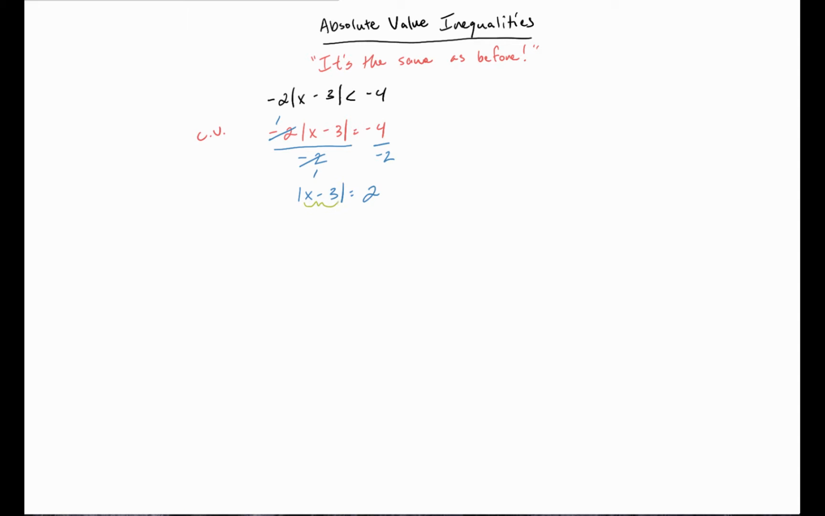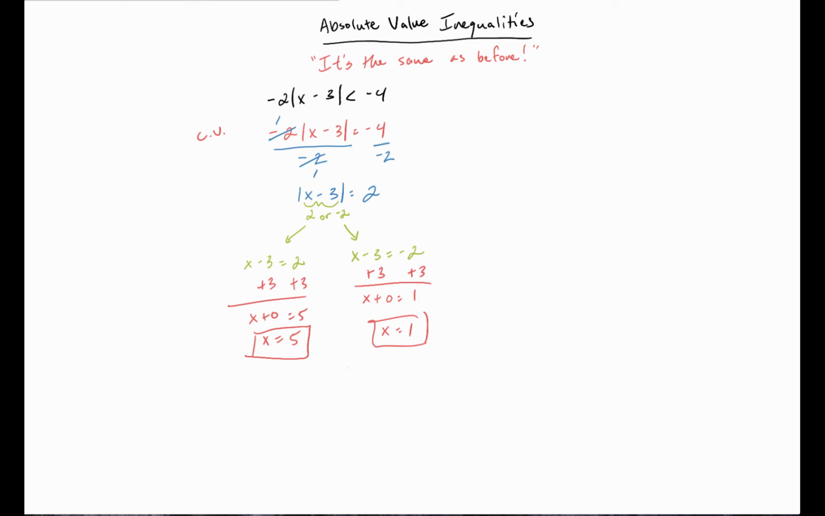What do I want x minus 3 to equal? I can either have it equal 2 units to the right, or it can equal -2, be 2 units to the left, which tells me I'm going to have two critical values, which will yield 3 intervals. Okay, so go through, solve each linear equation. I find x equals 5, and I also find that x equals 1.